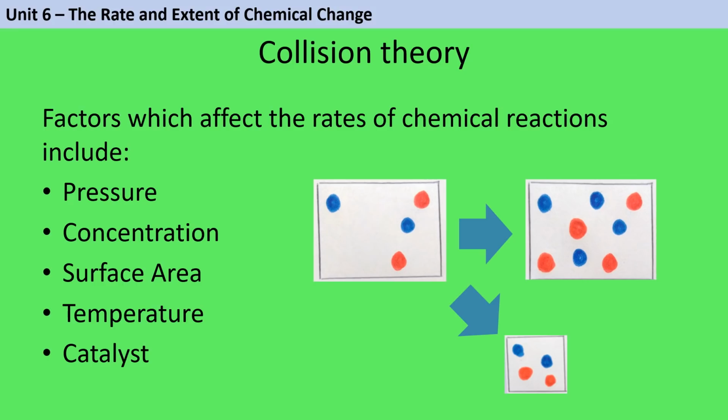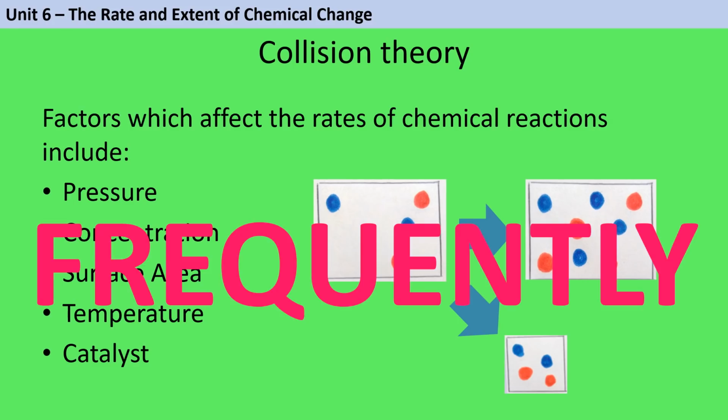So we would say that increasing the pressure will increase the rate because the particles will collide more frequently. And frequently is such an important word, because the important thing is not just that they collide more, but that they do more in the same amount of time. So it's really important for all of these rate questions that you're talking about particles colliding more frequently or more often or more times per second.